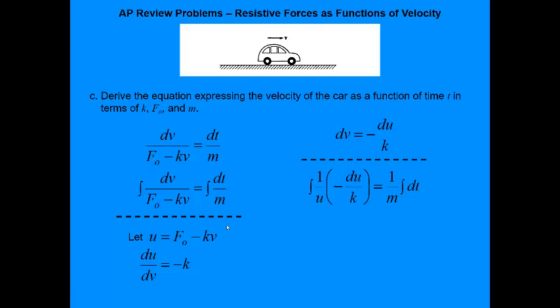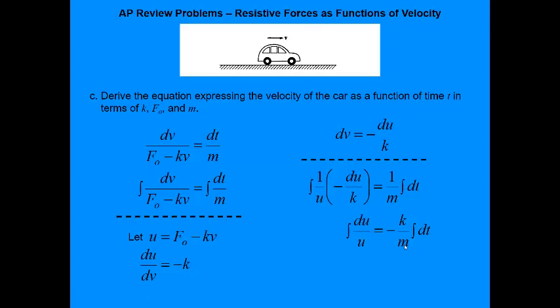Okay, so we substituted in u right here, right? Here it is. And then we substituted in for dv, negative du over k. So first thing I'm going to do is I'm going to move all the constants over to one side just to make our life a little easier. So notice I multiply both sides by the negative, and I multiply both sides by k, and I move it over here.